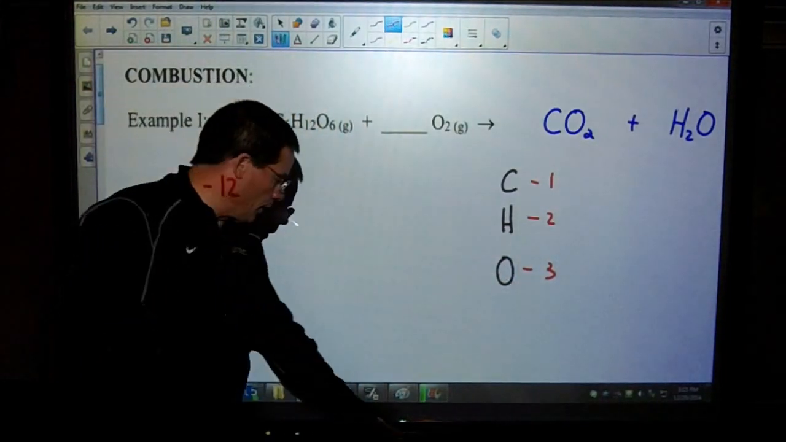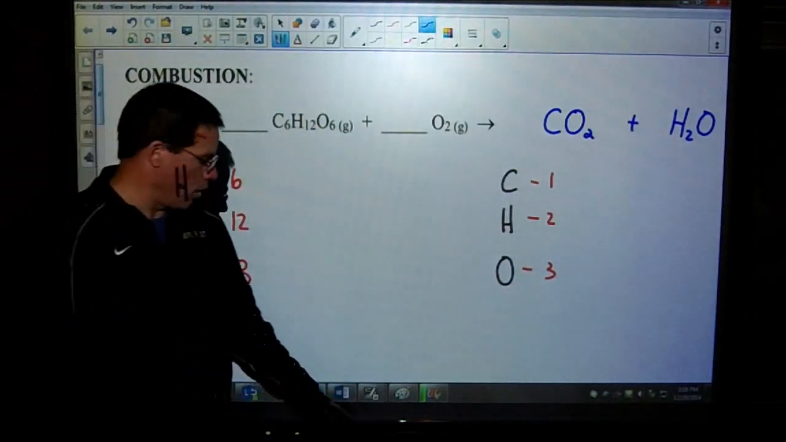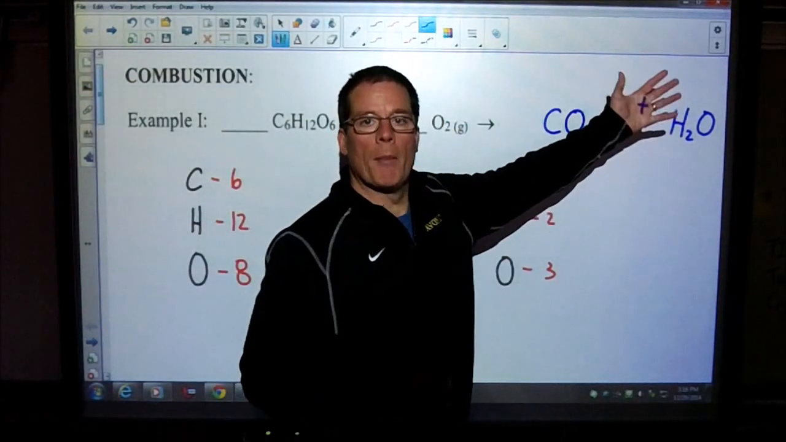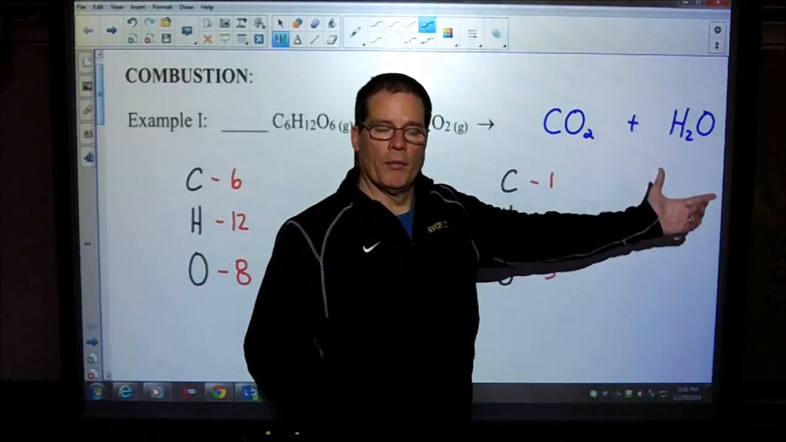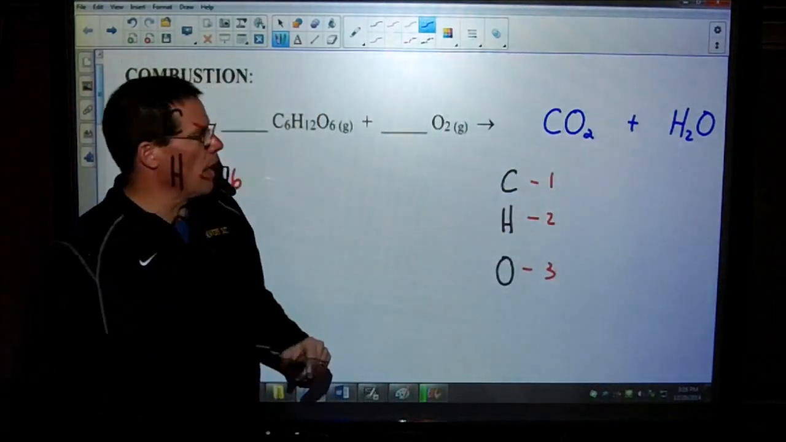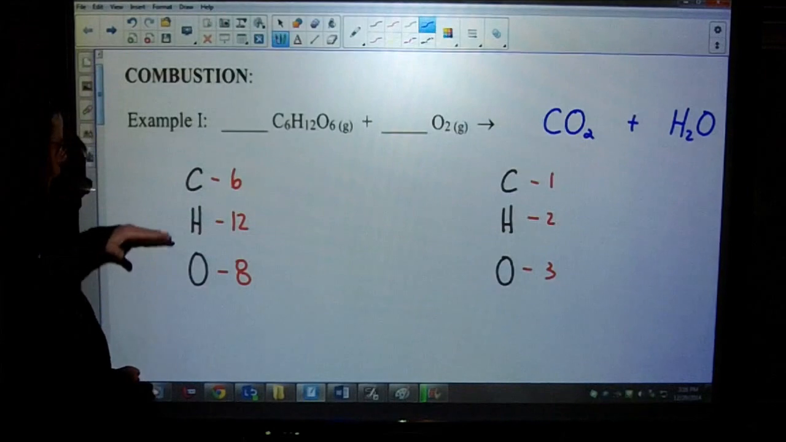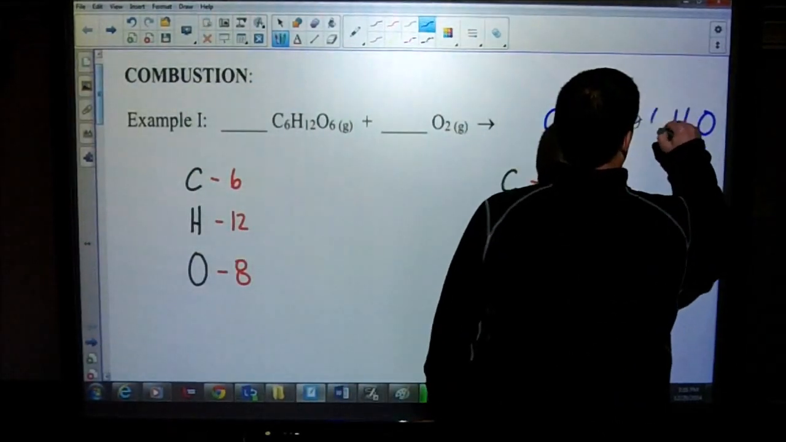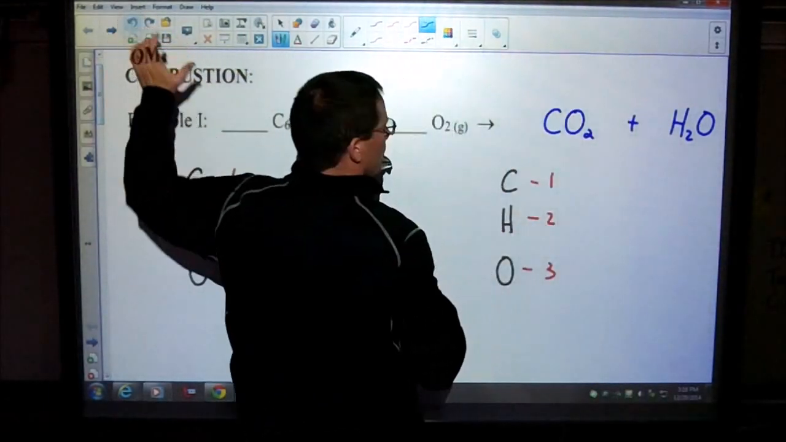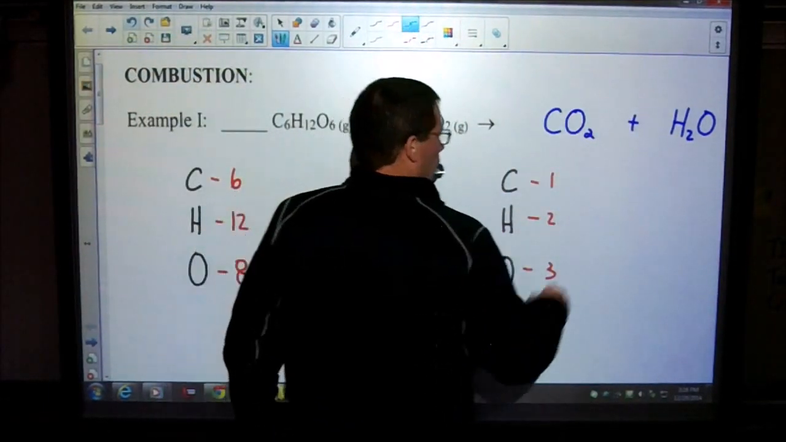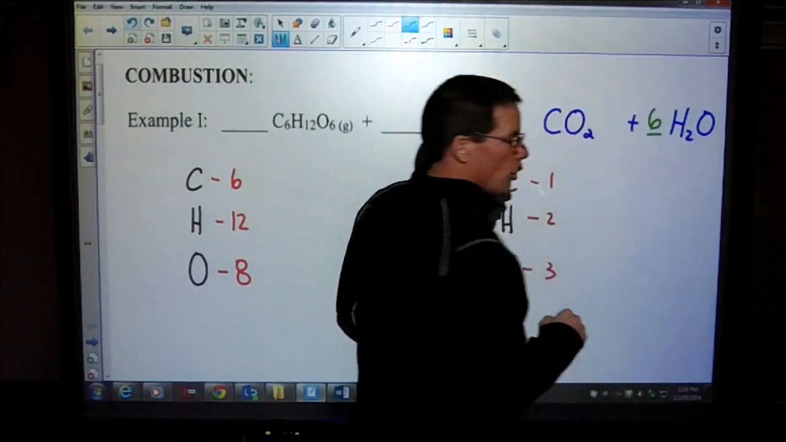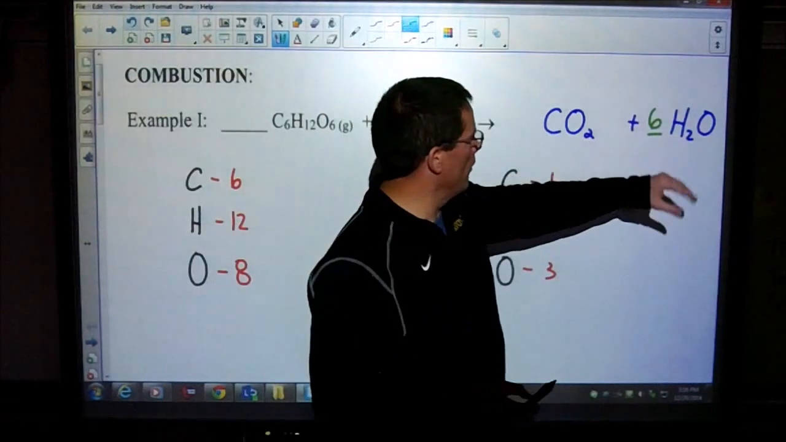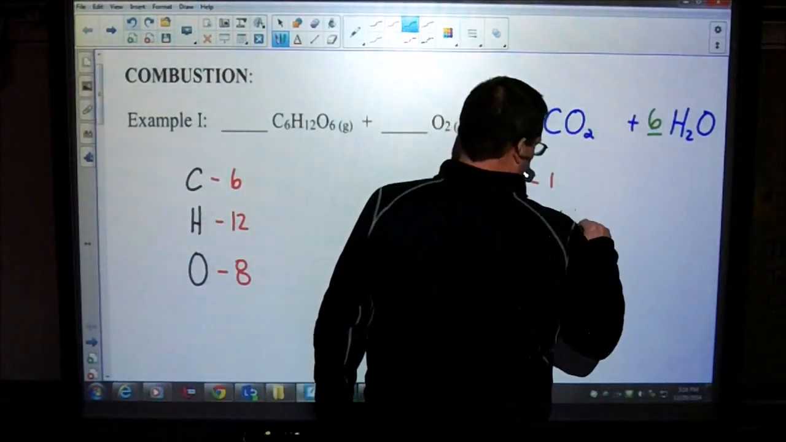Like I discussed earlier on, always try to do the water first and make sure it has an even coefficient in front of it, and then save the oxygen for last. So let's start with that. Our hydrogen, we have 12. We need 12 hydrogen, so the best thing to do is put a 6 here. And the good news is that is an even number, so we don't have to change that. We did it first, so we have 12 hydrogen.